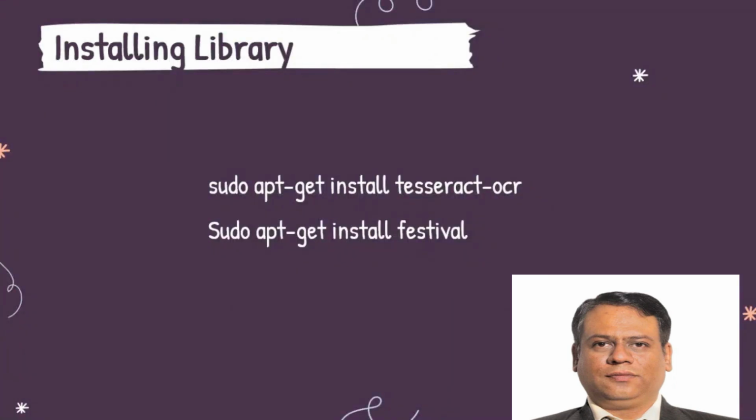Okay, so installing the libraries. While installing the libraries, first of all we need to install Tesseract OCR. With the help of this Tesseract OCR only, we are able to recognize the text which is present in an image or an object.